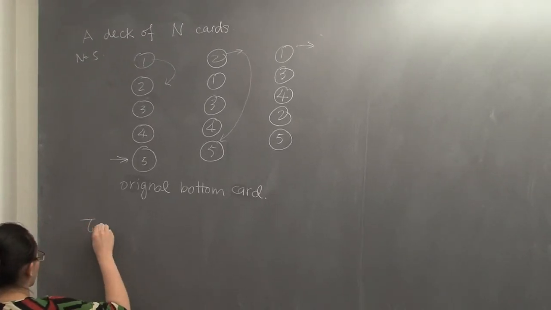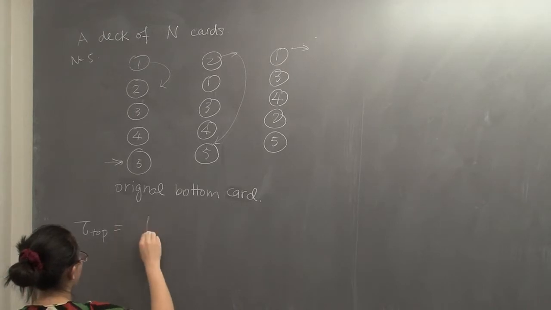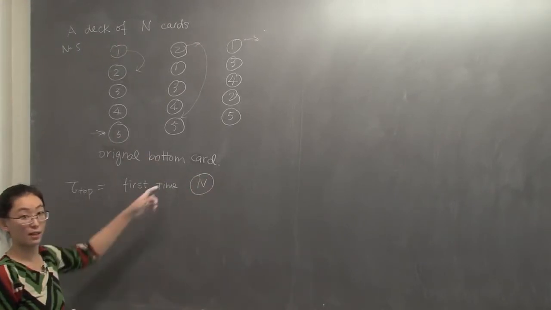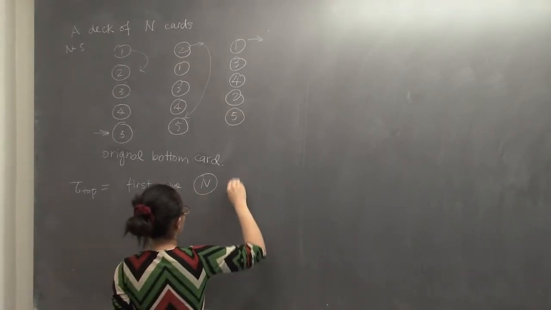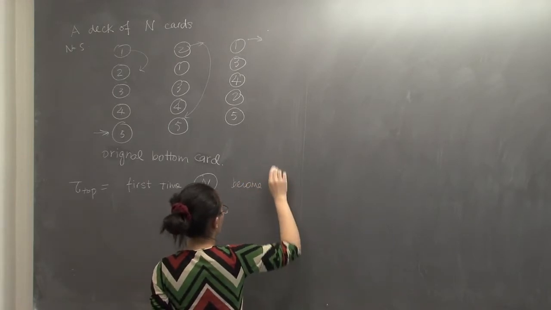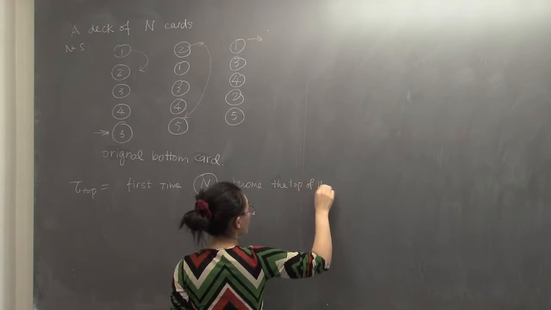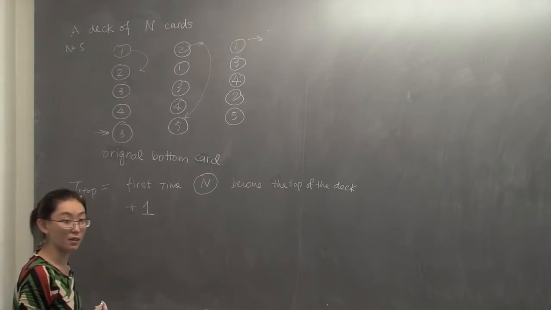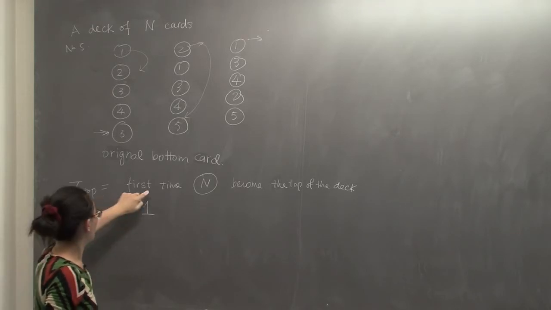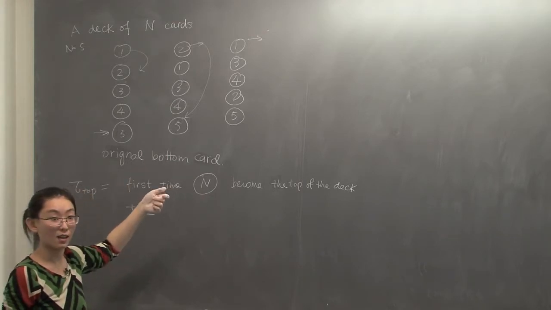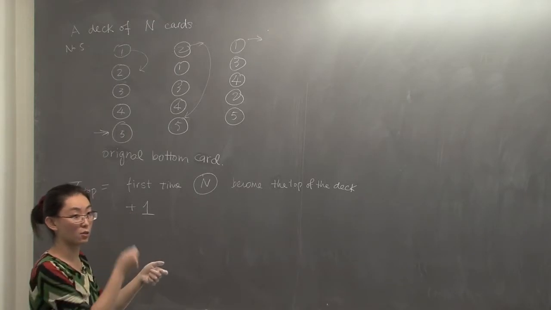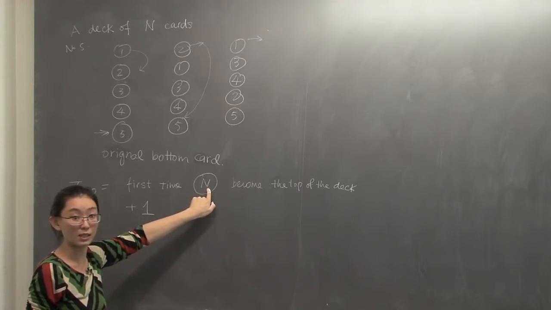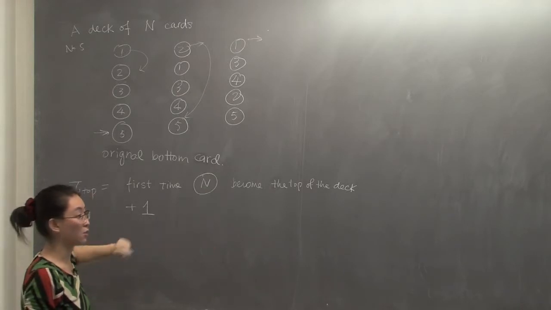the answer, if we define a time tau top, it is the first time that this original bottom card, I write it in this way, so big N, this is the original bottom card, becomes the top of the deck, and plus one. Then we can imagine at this time, the original bottom card will become uniform. Because the first time that the original bottom card comes to the top of the deck, for the next step, we will pick up this top card and insert it uniformly into the deck. So this time plus one will give us a time that this original bottom card is uniform in the deck. So this is an answer to the simpler question.